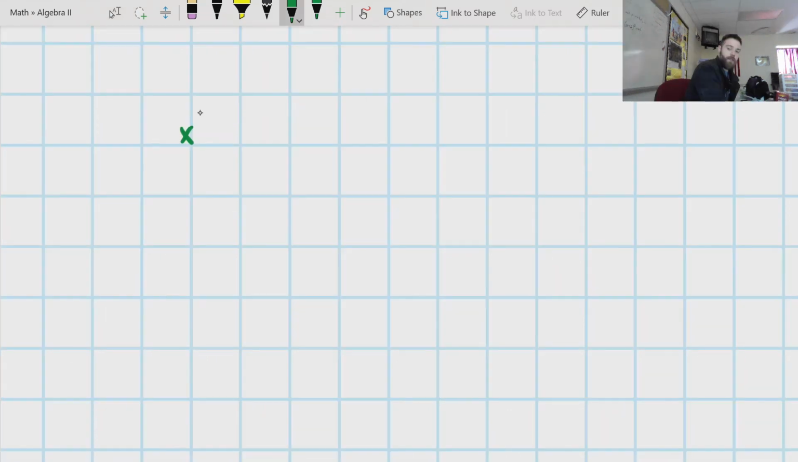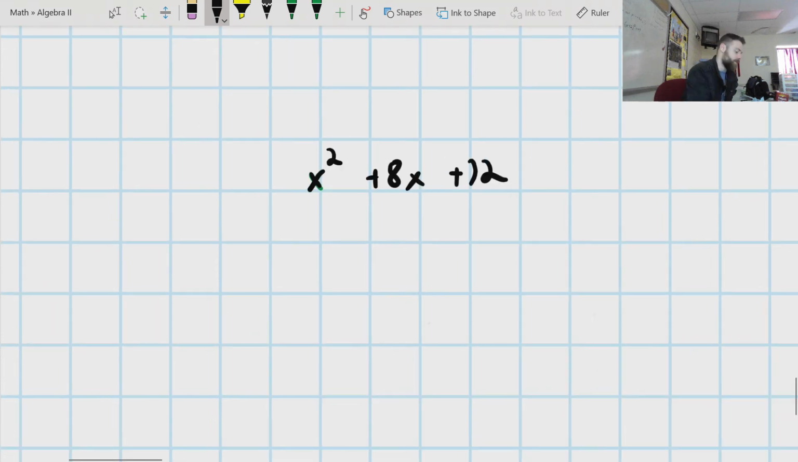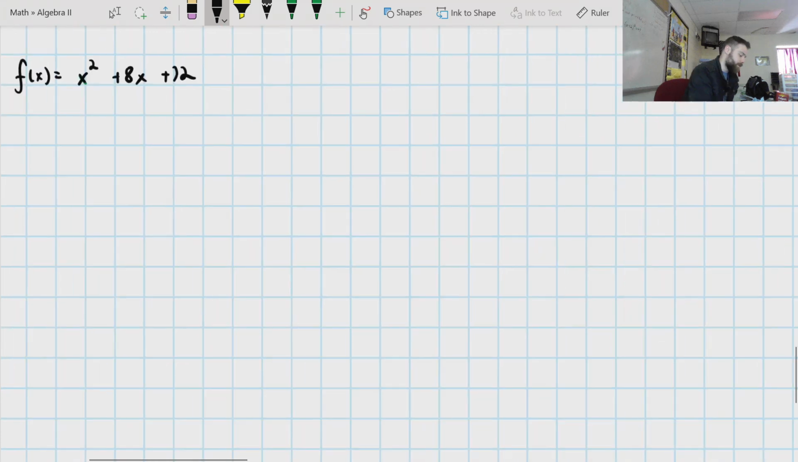So this one's going to be x² + 8x + 12. And so we want to find the opposite of b over 2a. So this is f of x. And I know where the y-intercept is already. So I'm going to go ahead and graph that function.